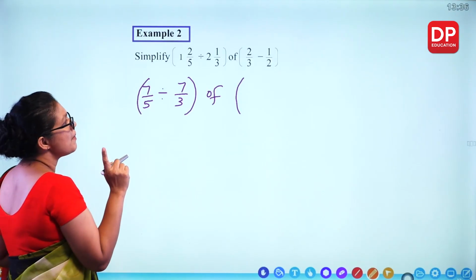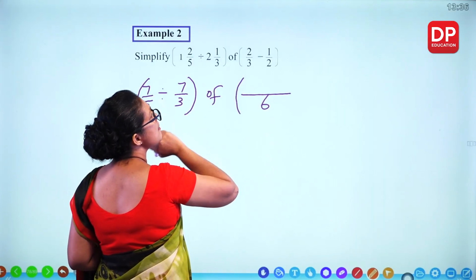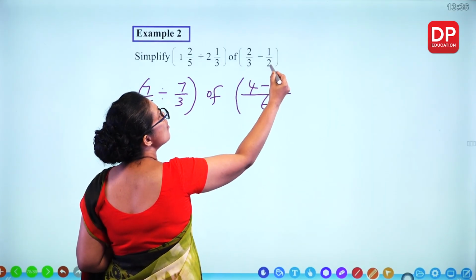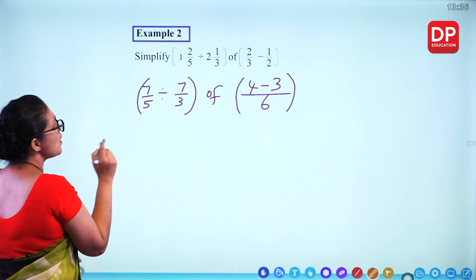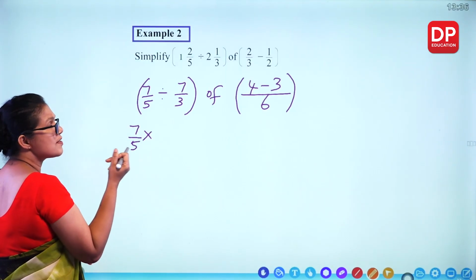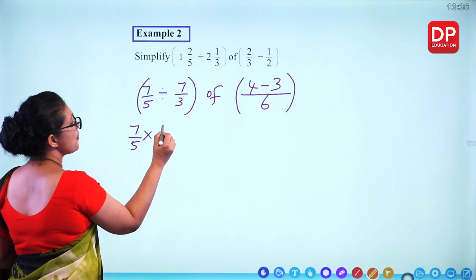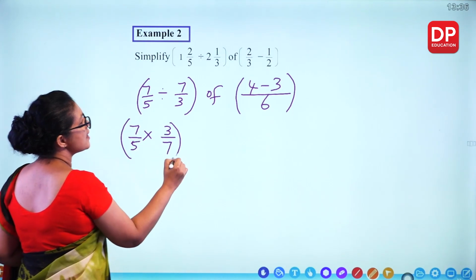What's the lowest common multiple? 6. So multiply by 2, you get 4. 3 here, 3 times 1, 3. This one, division. Division means you take multiplication with its reciprocal. 3 goes to the numerator, 7 goes to the denominator.